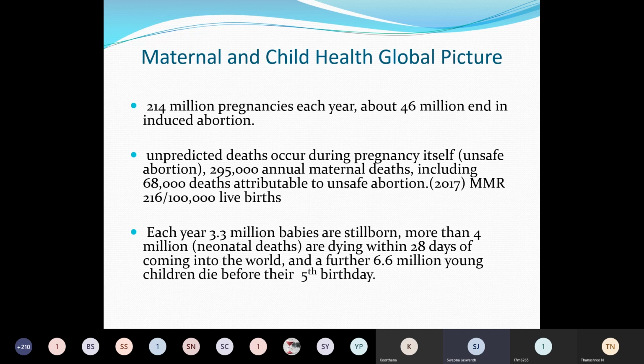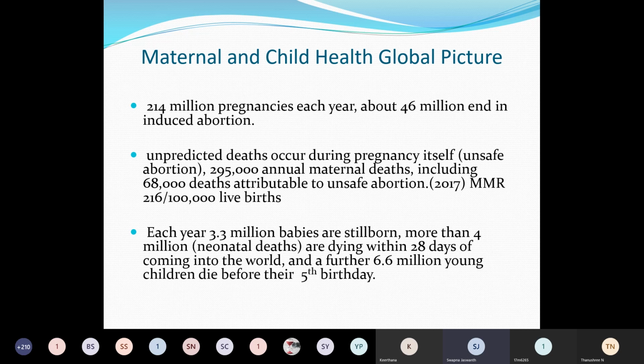Around 46 million almost comes up to 13 to 15% of the total, which undergo induced abortion. And deaths occur during pregnancy, either during the time of pregnancy, during the time of delivery, or following delivery.